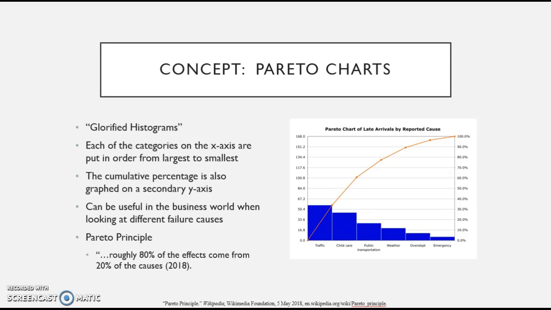And it's also worth mentioning the Pareto principle, which says that roughly 80% of the effects come from 20% of the causes. So I'm not going to spend a whole lot more time on this just for time's sake of the video, but we'll go ahead and look at one of these Pareto charts in JMP.